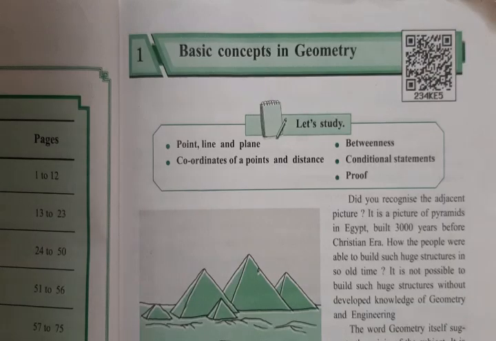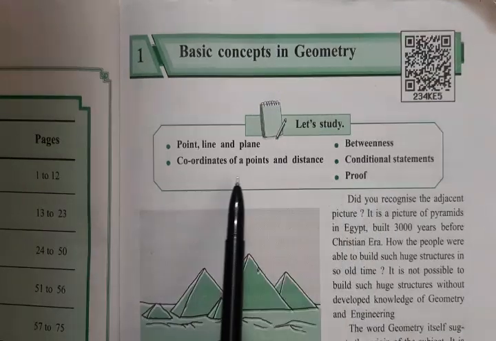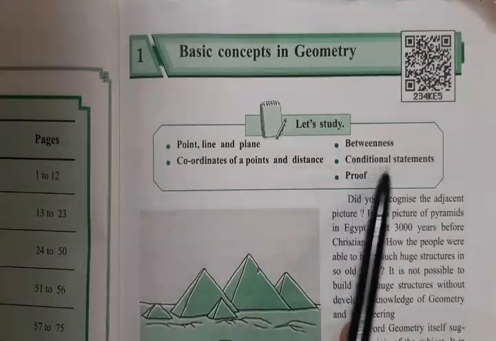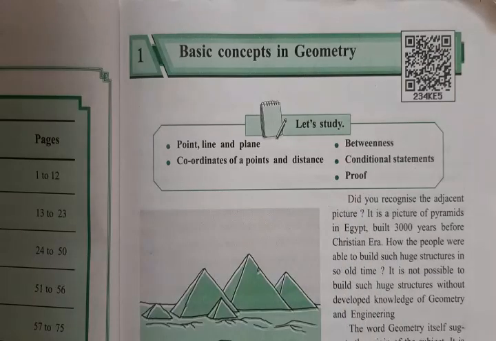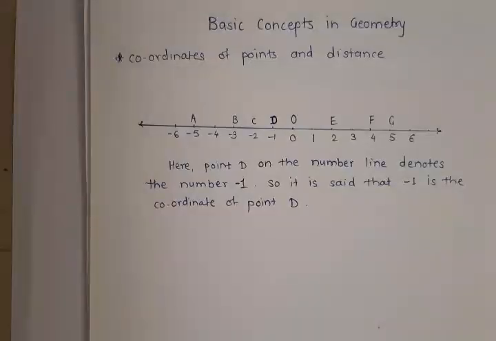Now let's learn the first chapter, that is Basic Concepts in Geometry. In that we have to learn point, line, plane, betweenness, coordinates of points and distance, conditional statement, proof. We do not define a point, line, plane, but these are the basic concepts in geometry. Lines and planes are the set of points.